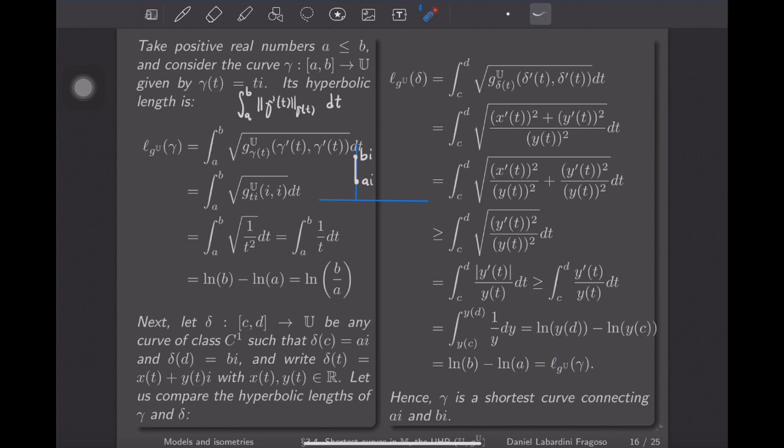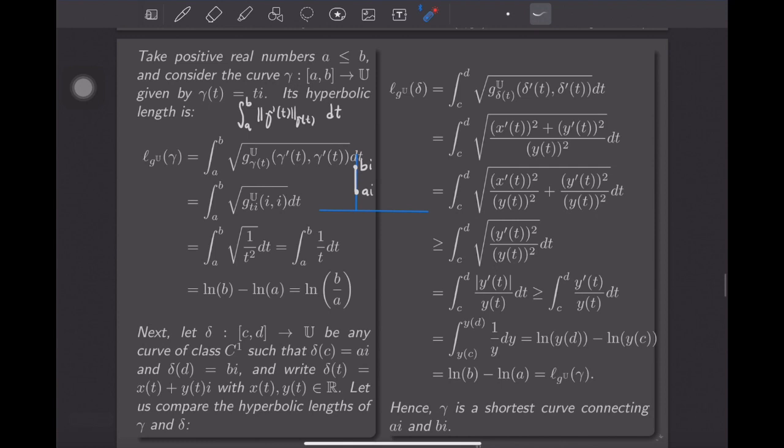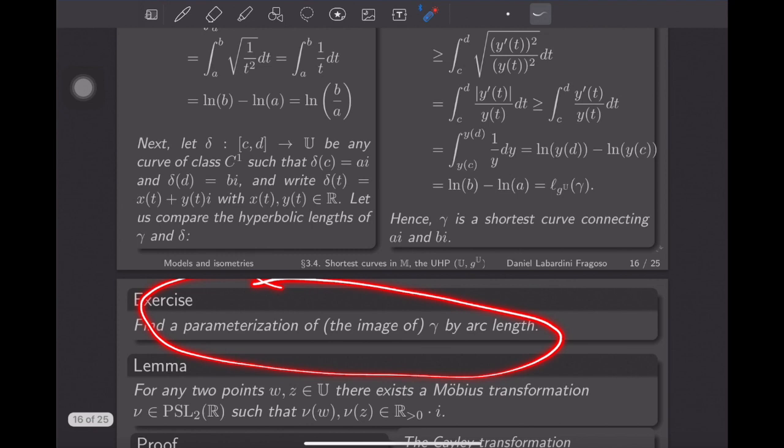And actually this analysis applies in both situations, whether you leave or whether you don't leave, right? Whether you just backtrack within the imaginary axis, it doesn't matter. It wasn't actually necessary to divide into those two cases. Okay, and now a nice exercise. You see, now we know that this gamma is a shortest curve. Well, find a parametrization using arc length, hyperbolic arc length.